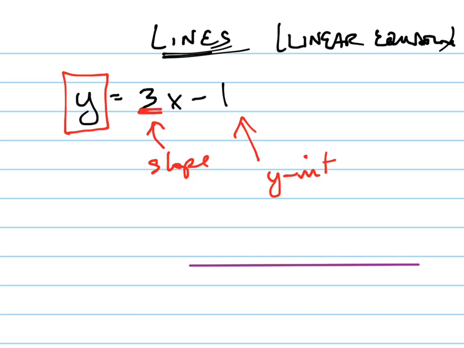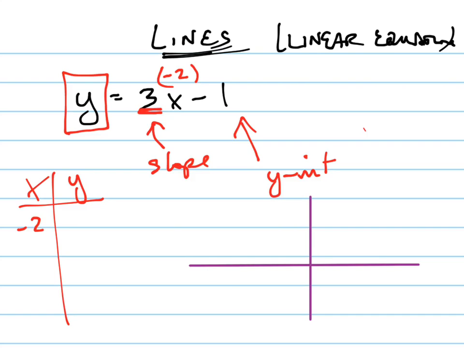Every line has a constant rate of change. So if I plot the points for this line, I could make a t-chart, and I could start plugging in different values for x. If I plug in a value for x, what does y have to be? What is y if I plug in -2 for x? It's going to be 3 times -2, which is -6, minus 1, which is -7. So -2, -7. Let's say it's down there somewhere. Alright, let's do -1 now.